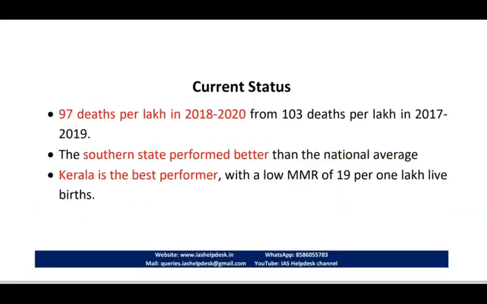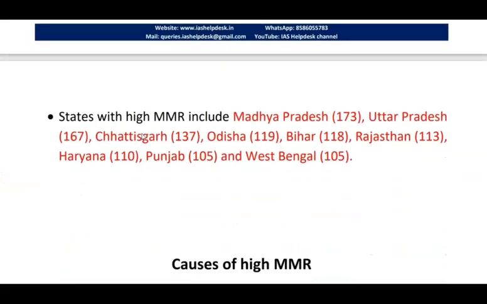Now let's see the current status of maternal health in some particular states. As we can see, data-wise, states in the southern region have performed well, especially Kerala. It has improved way beyond the national average. In contrast, we can see states like Madhya Pradesh with 173 deaths per lakh, and then Uttar Pradesh. You can see the data here. Uttar Pradesh with 167 deaths, and likewise.